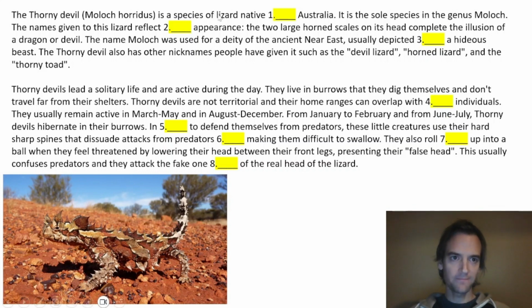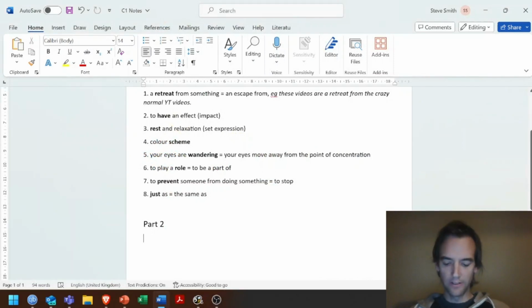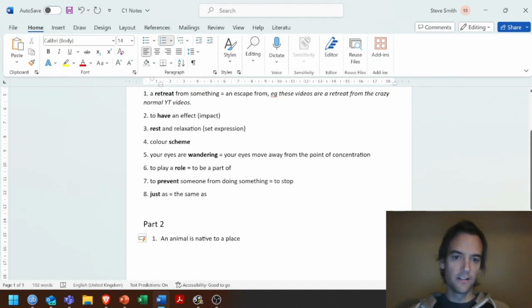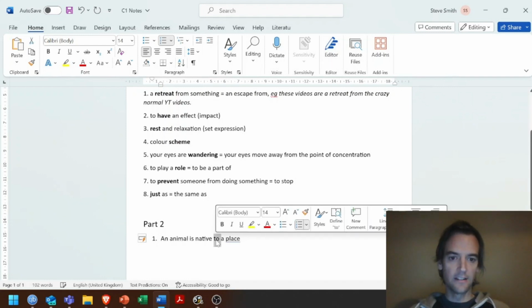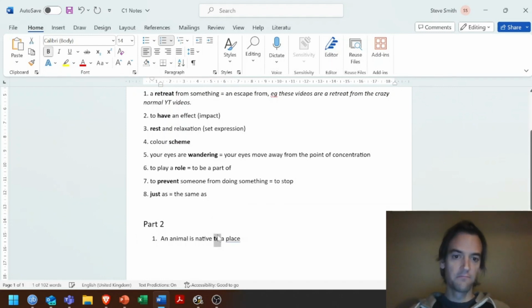Number 1. This is a lizard that is native blank Australia. Well, what you're learning in number 1 is that an animal or a species or something is native to a place. So the answer is to. This lizard is native to Australia. Slightly unusual. I mean, I guess it could say something else, but we say native to.